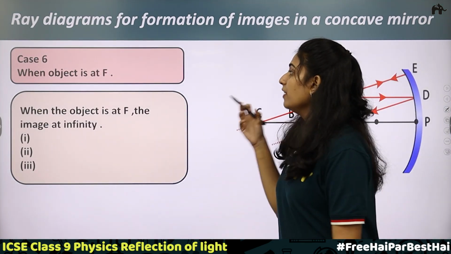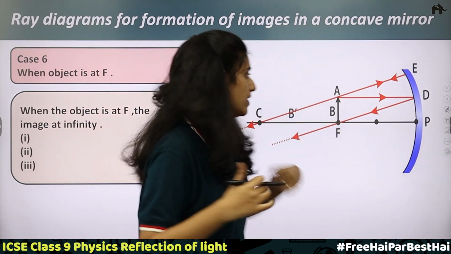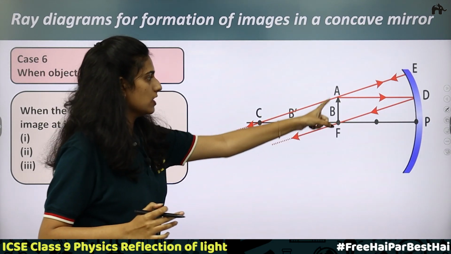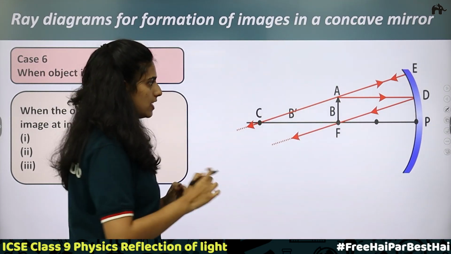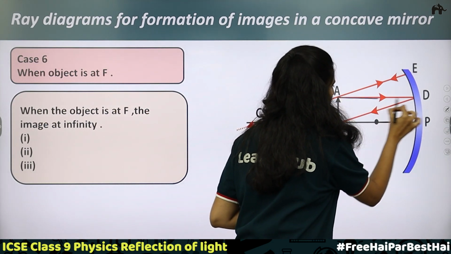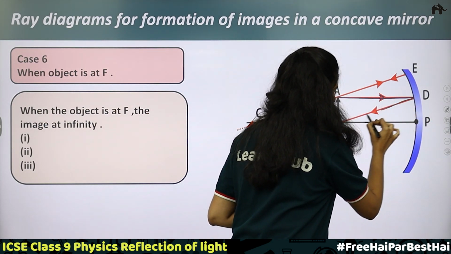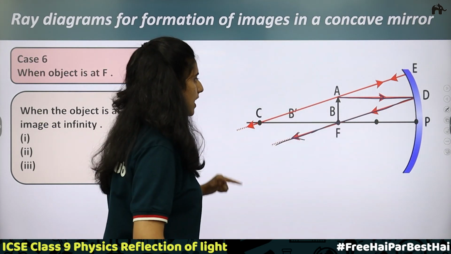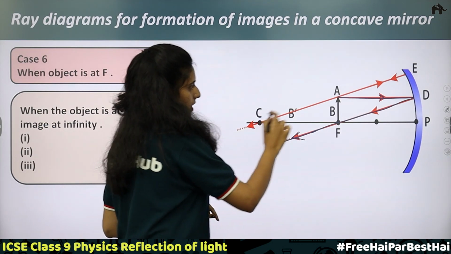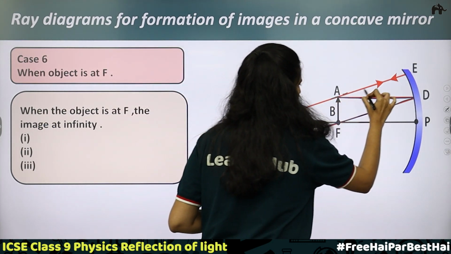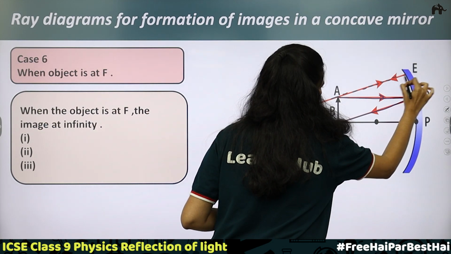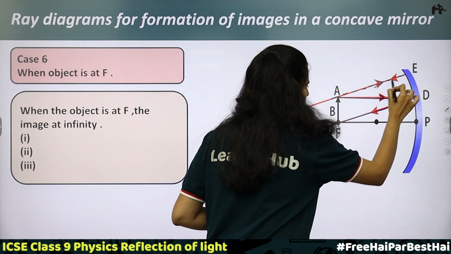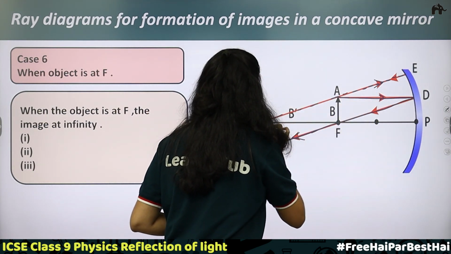Now the sixth case, when the object is at focus. In the previous case we discussed the object between the center of curvature and focus. Here the object is at focus. You can see AB is the object, which is at focus. The first light ray, which is parallel to the principal axis, after reflection passes through the focus. Now the second light ray is directed towards the center of curvature. After striking the mirror, it is directed back along the same path.